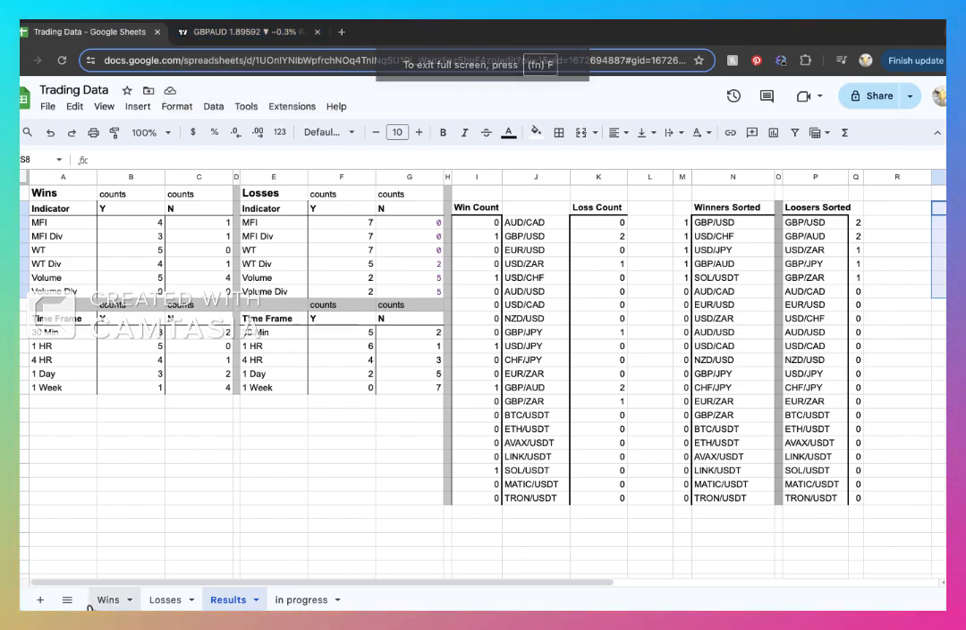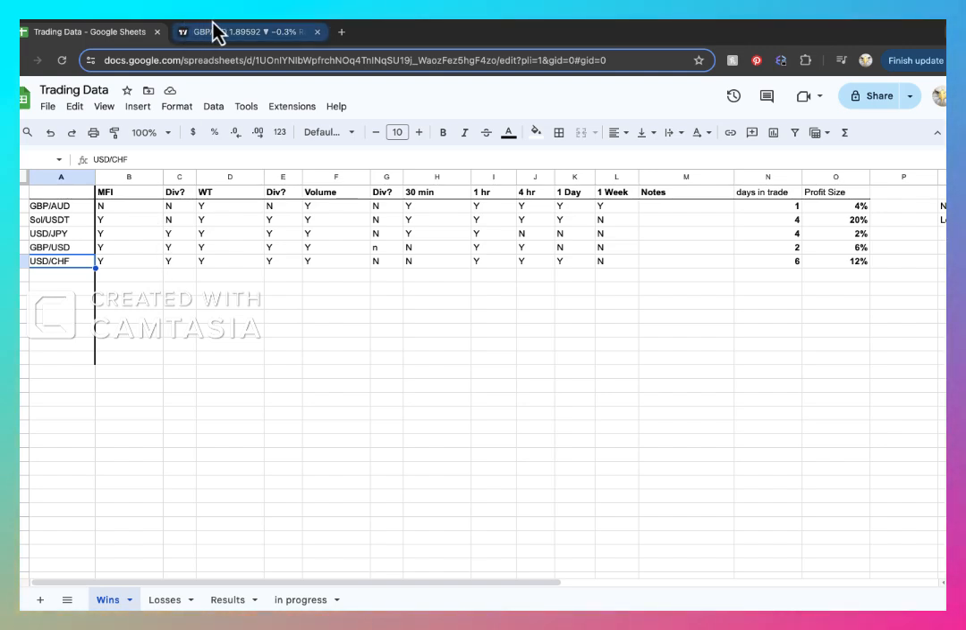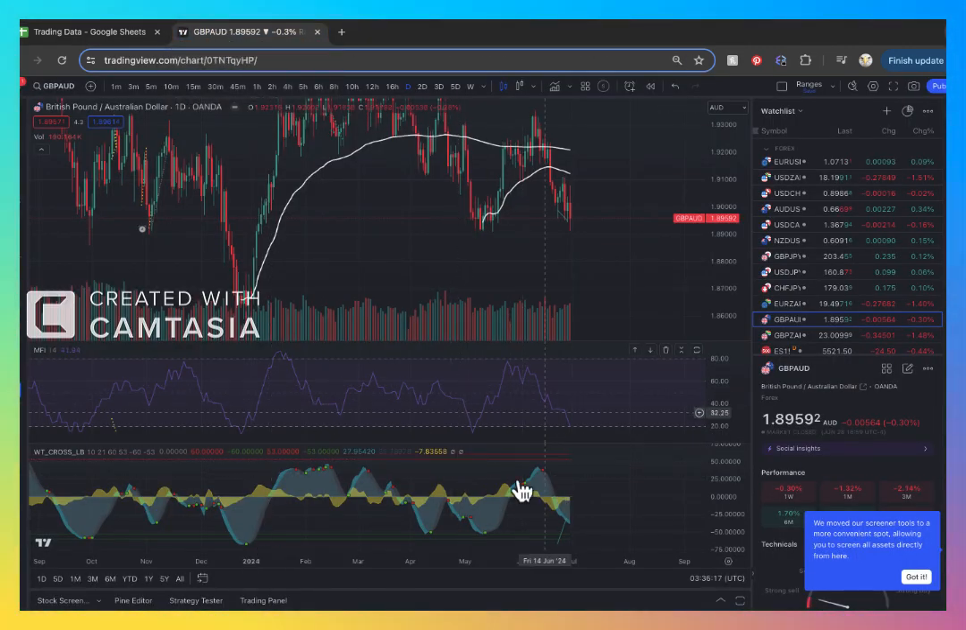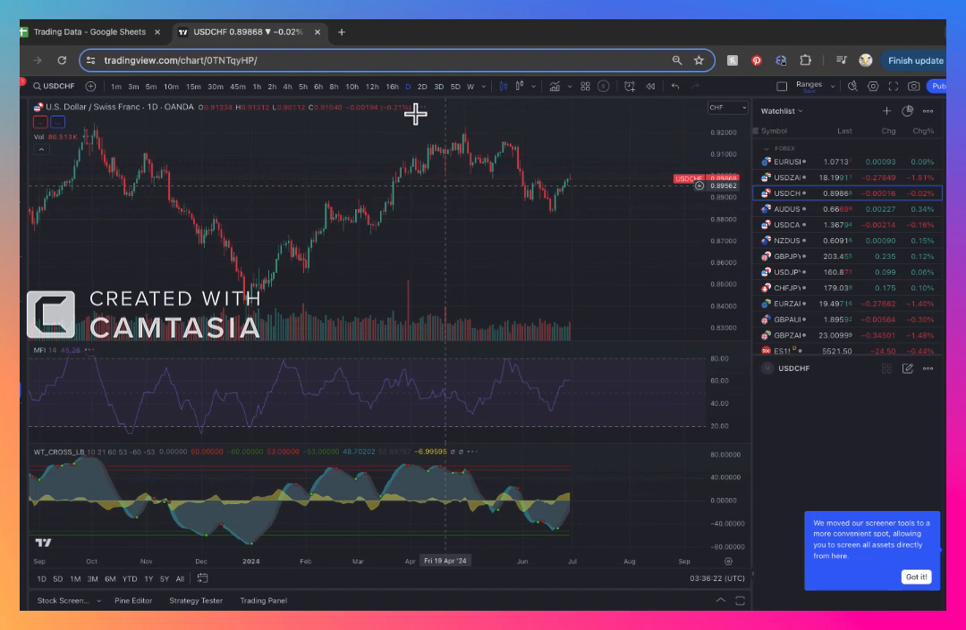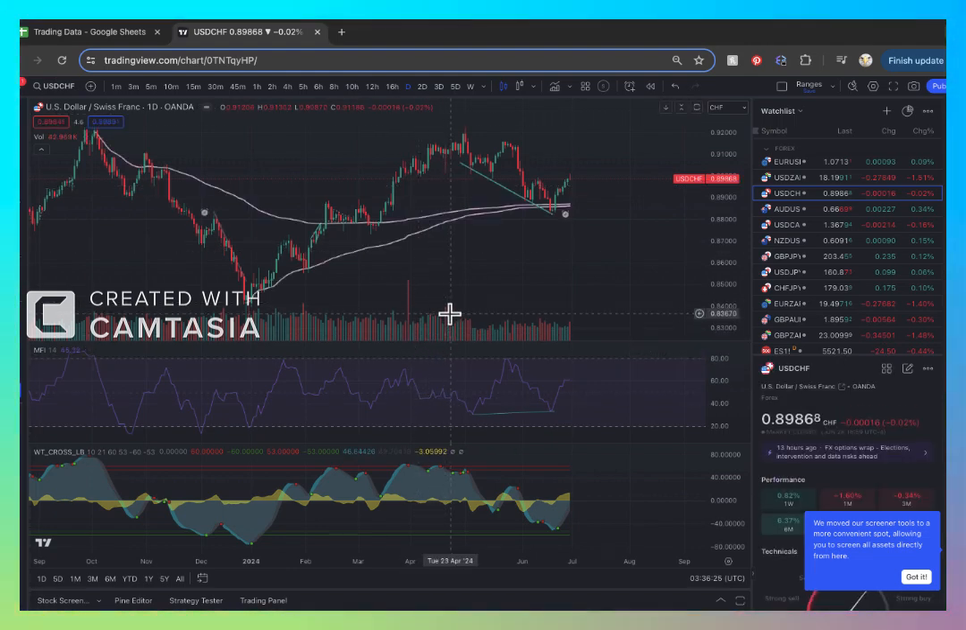So today we are going to be going over how we analyze our trading data when deciding which indicators we want to be using or to keep around. Today I'm going to be looking at volume, money flow index, and wave trend, and trying to find confluence between the three while looking at market structure.